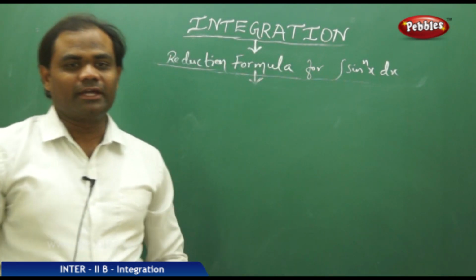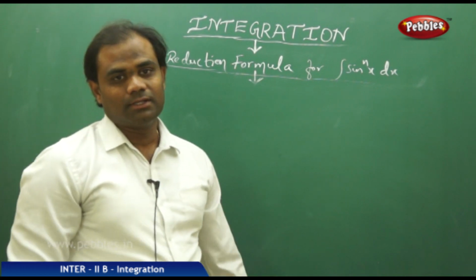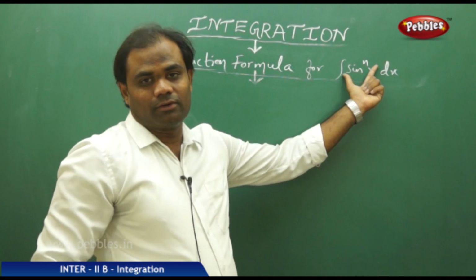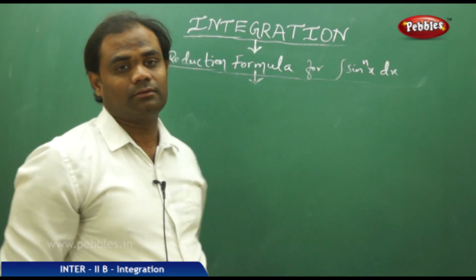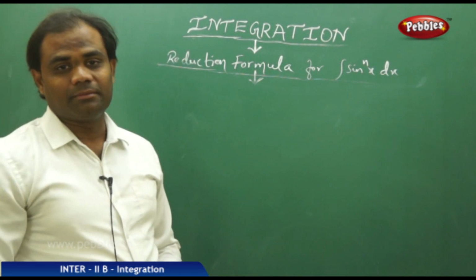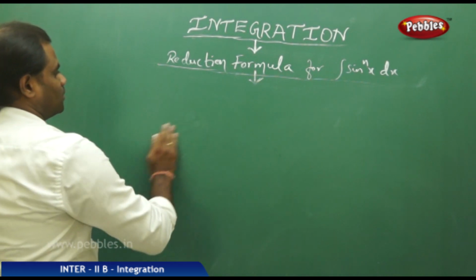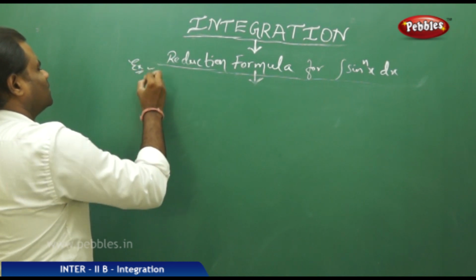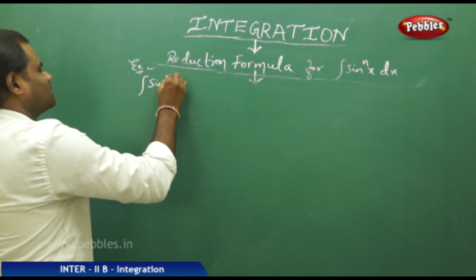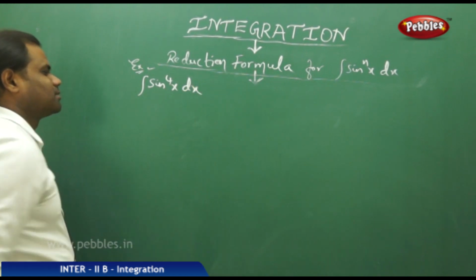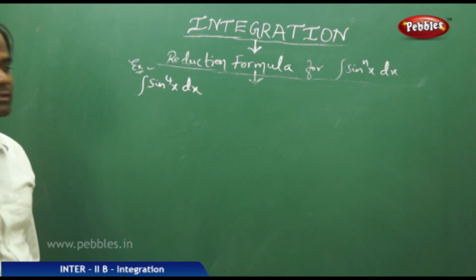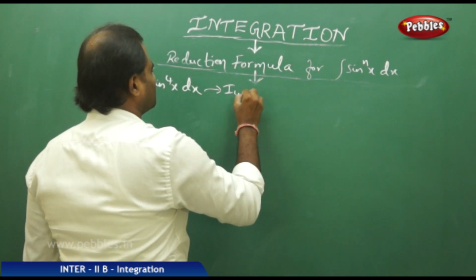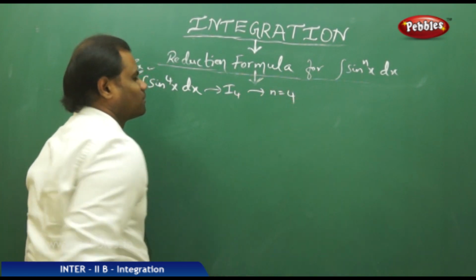Now let's see the significance of the reduction formula for this. Of course this helps in evaluating integrals of this type for considerably larger values of n, or for any value of n being an integer. Suppose I have a problem which says integrate sine power 4 x dx, then clearly this is identified as I4 with n equals 4.